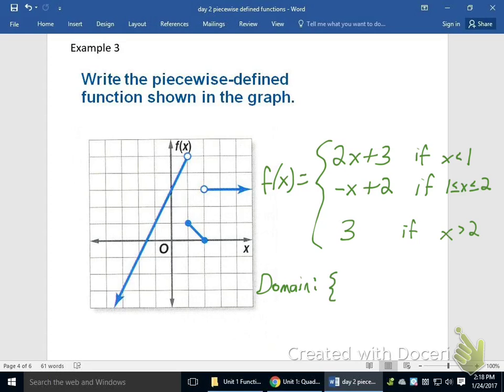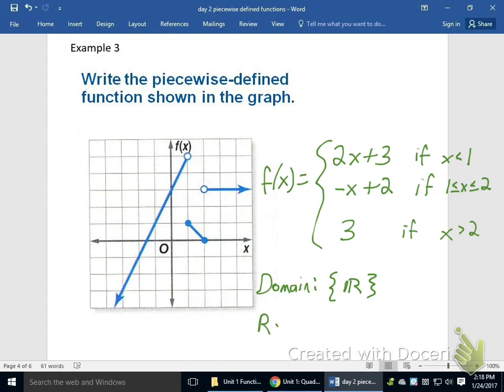For the domain, it is once again all real numbers. It's not always going to be all real numbers. You've got to be really careful about assuming that. But it is, because any value less than 1, between 1 and 2, that includes 1 and 2, or any value greater than 2, well, that just accounts for all numbers that there are.